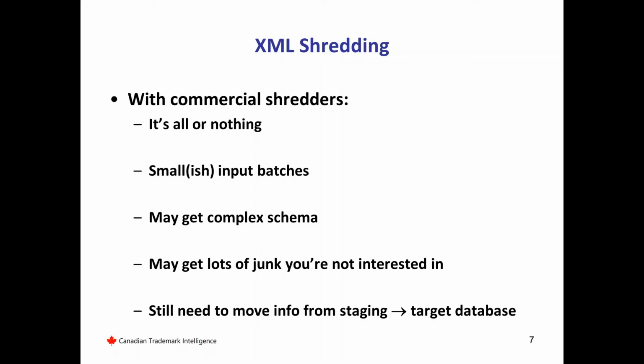If your XML files are complex, for example, if they contain hundreds of multi-level nodes, then the schema of the staging database will be correspondingly complex. Possibly it'll be downright weird. In that case, you'll spend a lot of time scratching your head wondering how to work with that schema. And, you guessed it, CIPO's trademark XML files typically have hundreds of multi-level nodes.